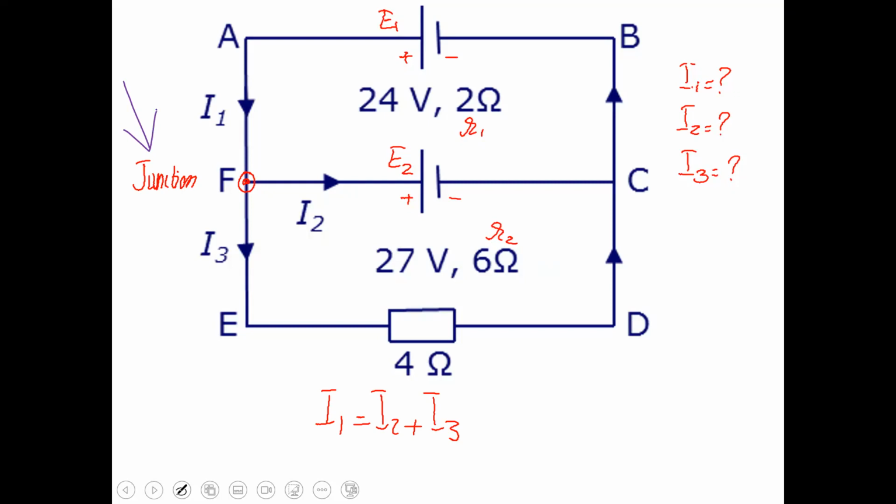I have taken the junction at F. So you people also take it at F, and let me help to make the first equation. Kirchhoff's first law. Look at the equation, the first equation.